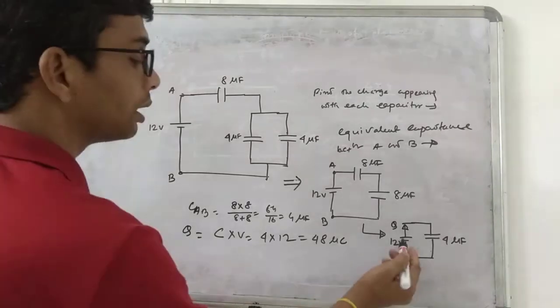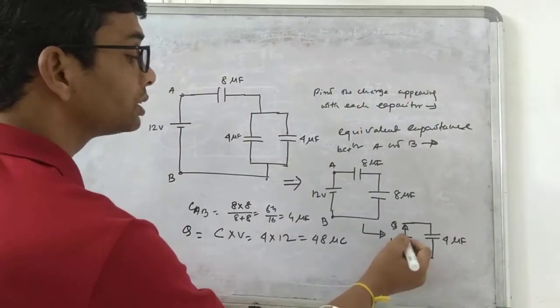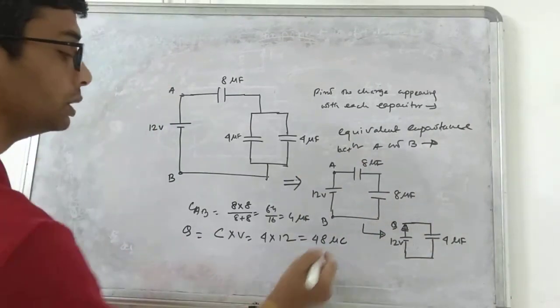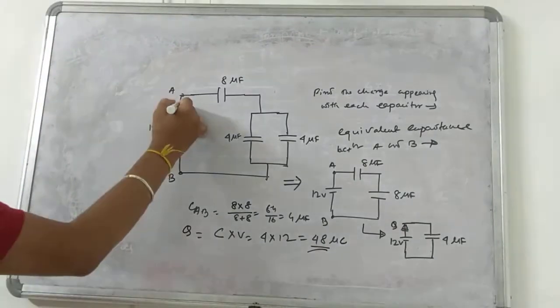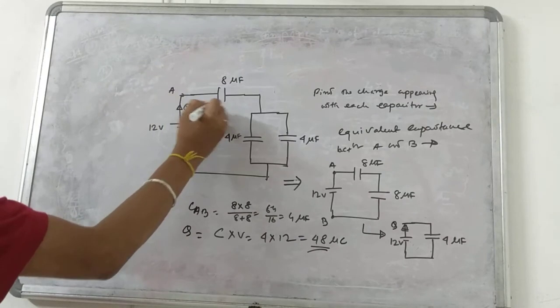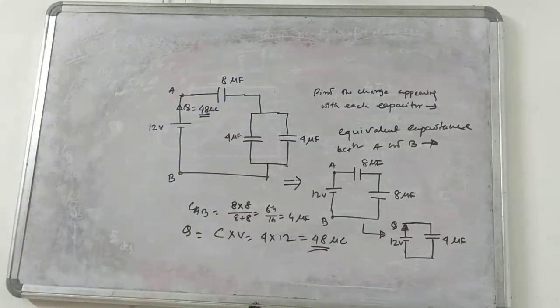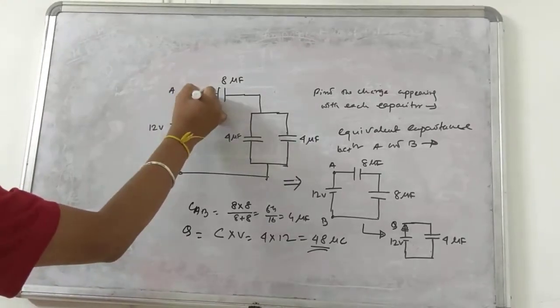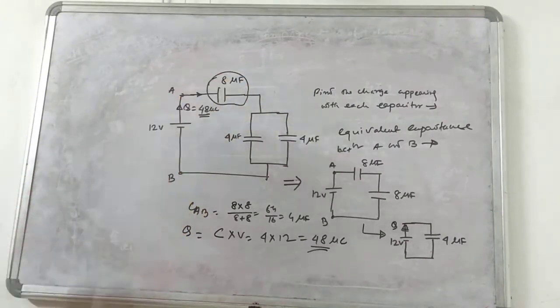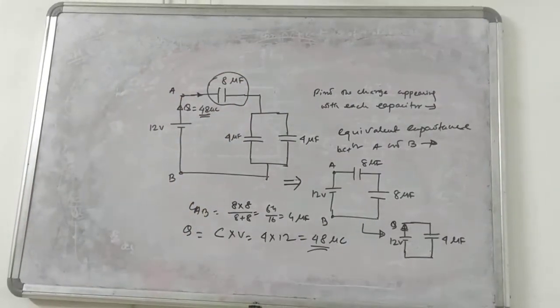That means we understand that the 12 volt battery supplied total charge Q equal to 48 microcoulomb. From the 12 volt battery, 48 microcoulomb total charge is supplied. Now this charge flows through this wire. That means this 8 microfarad capacitor gets charge 48 microcoulomb.